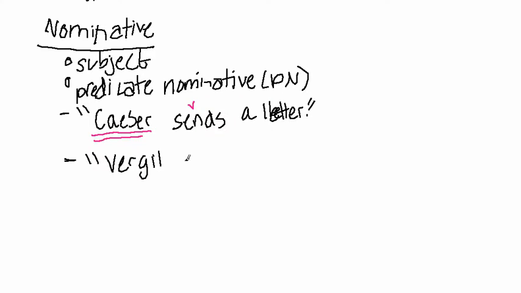Virgil is a poet. So in this case, both Virgil, let me underline that, Virgil and poet would both be in the nominative case because Virgil is the subject, I'll write an S up there so you remember, subject, and poet is the predicate nominative. And is, I'll write in a different color, is the linking verb because it links the subject to the predicate nominative. It basically renames Virgil as a poet.